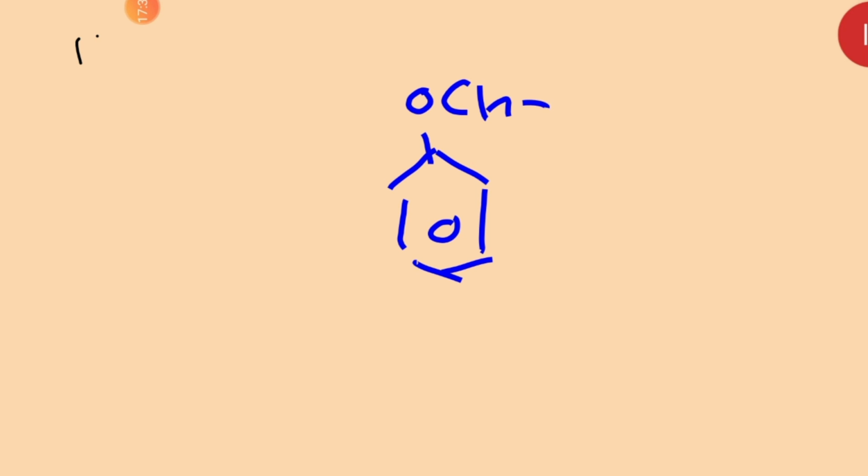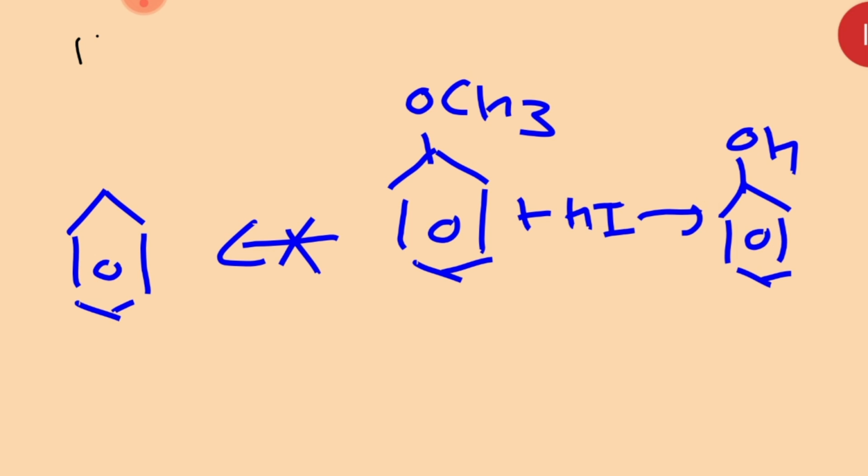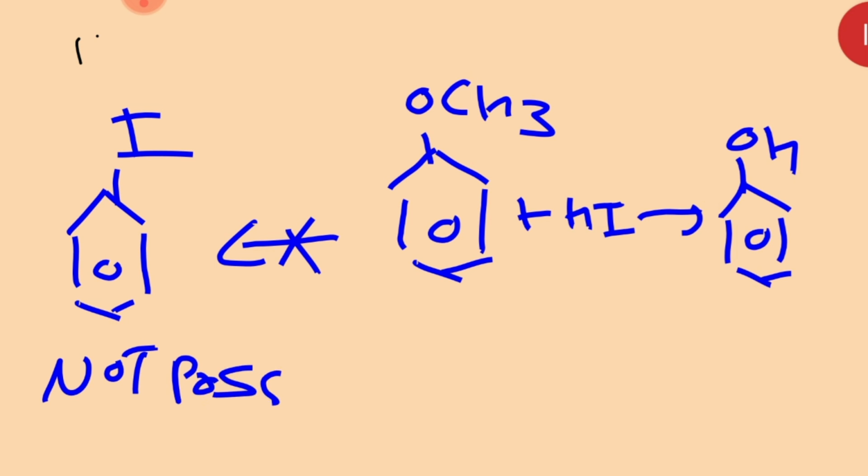That is why, whenever this anisole, benzene OCH3, is reacted with HI, there is always formation of phenol. Okay, there is always formation of phenol. We can't form iodobenzene. It is not possible. Clear?